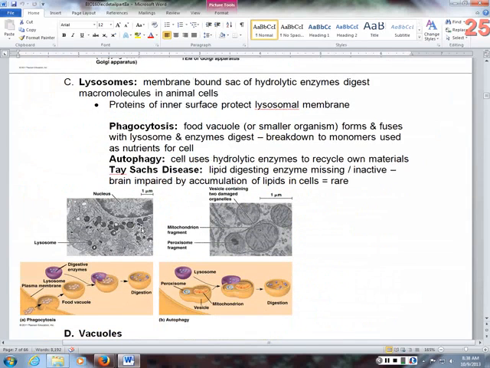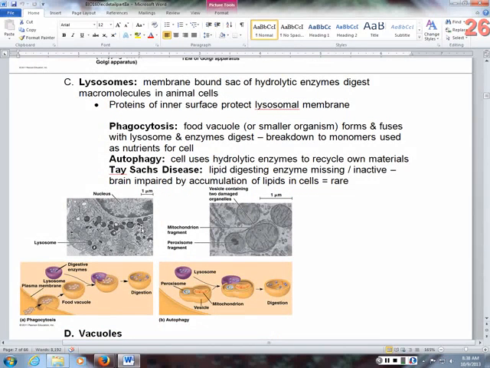So the lysosomes, these are a membrane-bound sac of hydrolytic enzymes. When you look at the name of these things, a lot of times the names are overwhelming, but if you look at that hydrolytic, lysine, hydro with water, it means it's going to help use water to split something. It will be used to help digest macromolecules in plant cells.